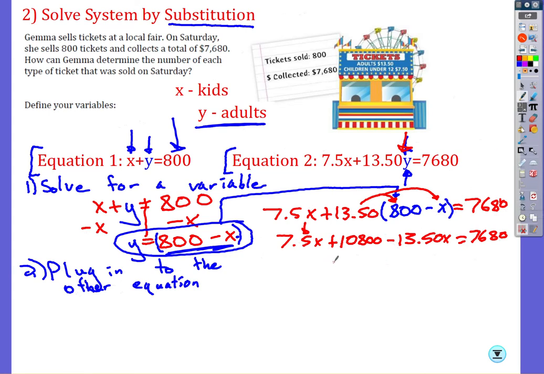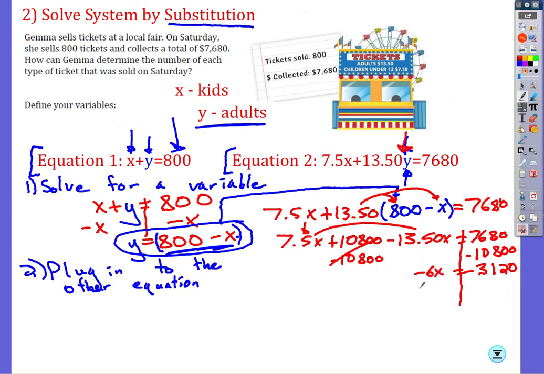So we could subtract the 10,800 from both sides. Draw a little fence to say we're balancing it. And if I do that, I should get negative 3,120. Put an equal sign here. Those terms go away, so I'm just left with 7.5 minus 13.5x. Those I can just combine. And I believe if I do that, I should get negative 6x.